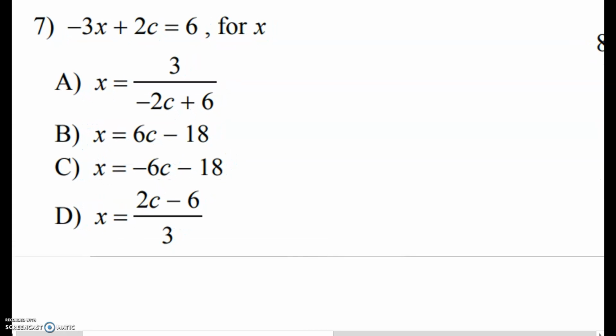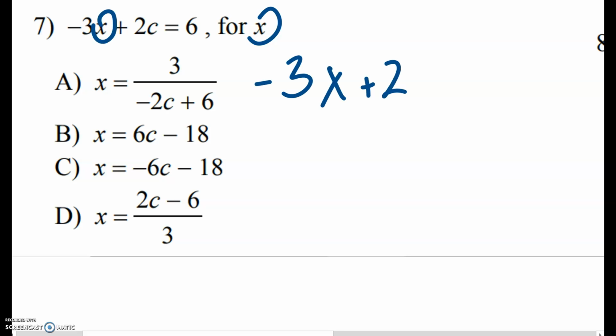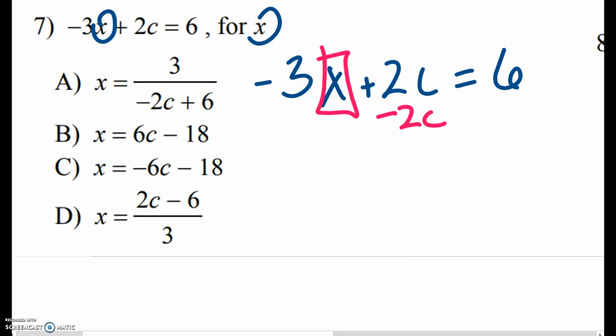What I would recommend doing is whatever they want you to get by itself, put a box around it. So we have -3x plus 2c equals 6. So we want to get this x by itself. Remember, when you want to get a variable by itself, you always keep what's close to the variable and get rid of what's far from the variable. So the 3 is right next to the variable. The 2c is further away. So we're going to take away 2c on both sides.